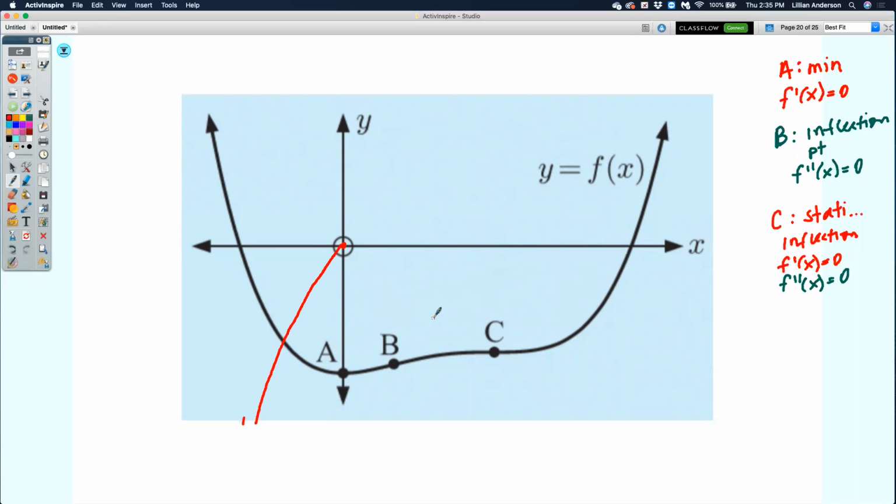Now from A to B, the function is increasing. And if it's increasing, that means that the first derivative is positive, which means that the graph of the first derivative needs to be above the x-axis. However, once we get to B, which was an inflection point on the original graph, there's actually an extrema on your derivative at point B.